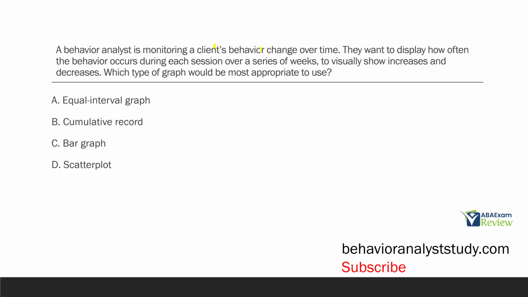If we want to monitor a client's behavior change over time, and we're going to display, so some sort of graph, how often the behavior occurs during each session over a series of weeks. So we have behavior, we have weeks and sessions, right? And then we're going to display it. What are we using? Well, we're using an equal interval graph. Our line graphs are equal interval graphs, right?